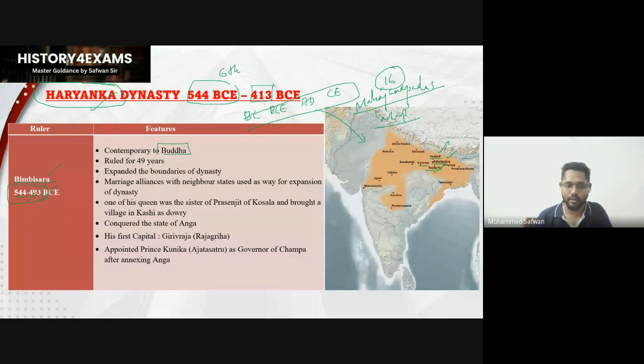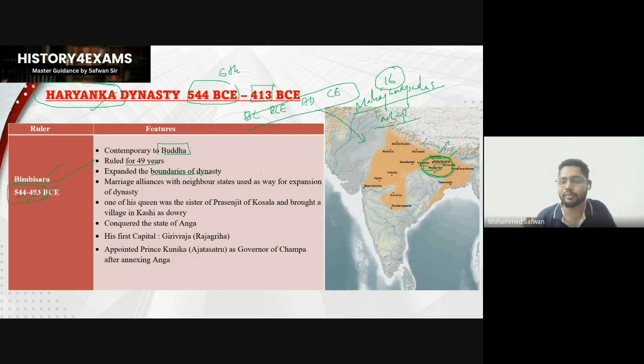That topic also. But we are not going to that topic. Instead, we are simply focusing on the contributions made by Bimbisara. He ruled for 49 years. The most important contribution is that he expanded the boundaries of the dynasty. So what we can see is that Magadha is going to expand its boundaries.